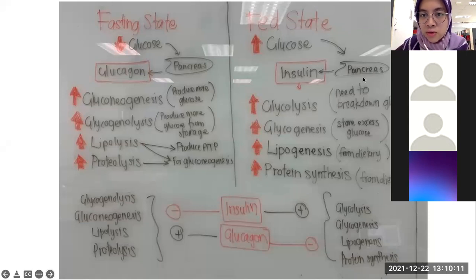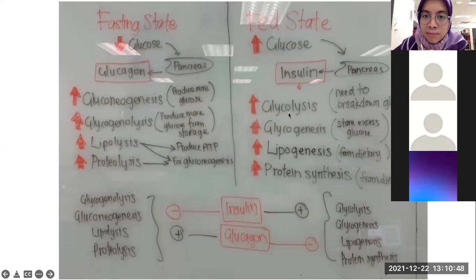What will the pancreas do after detecting a rise in glucose concentration? It will release a hormone called insulin. Insulin is a hormone. What will insulin do? It will activate these 4 pathways. So in the fed state, what will be activated or increased is glycolysis, gluconeogenesis, lipogenesis, and protein synthesis. Let's look into them one by one.